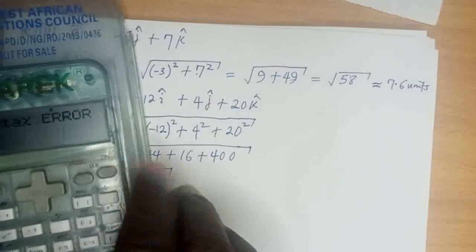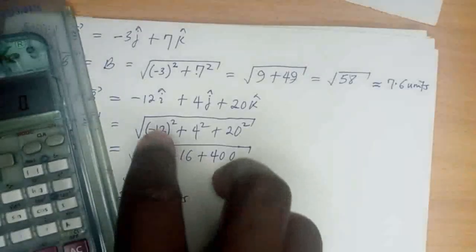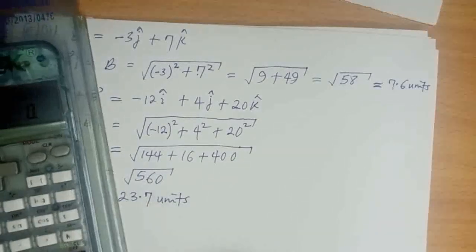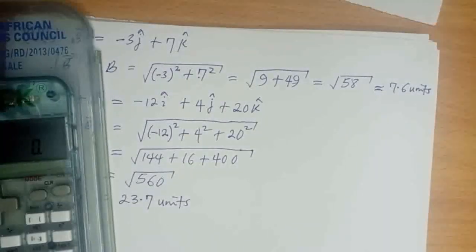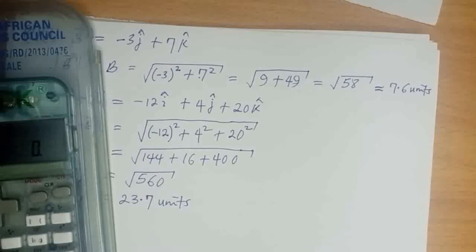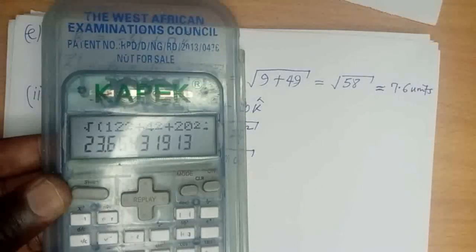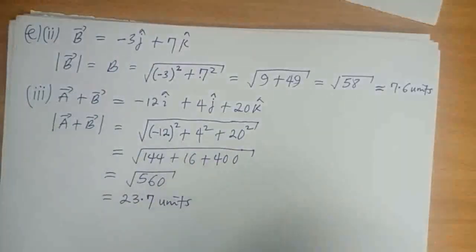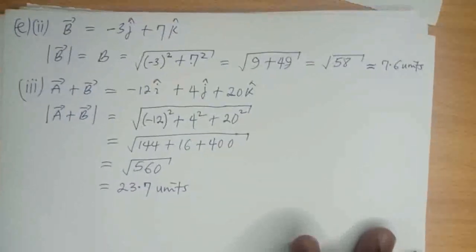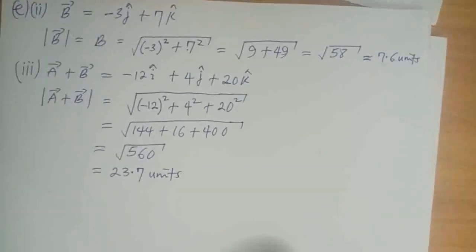I made a mistake somewhere. Let me retry. Square root again, open the bracket, and then press 12 squared plus 4 squared plus 20 squared. Now you close the bracket and press the equality sign. You see, 23.66, approximately 23.7. So you can do that also and you will get the same result.